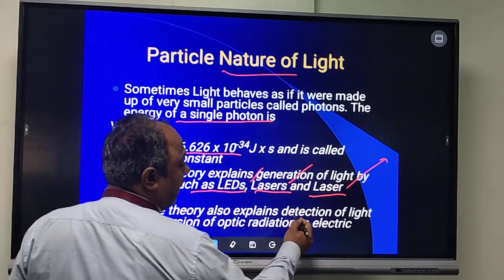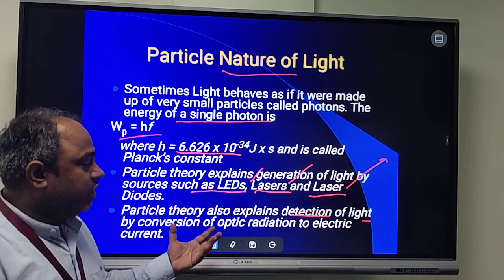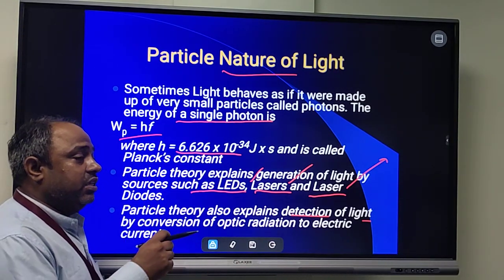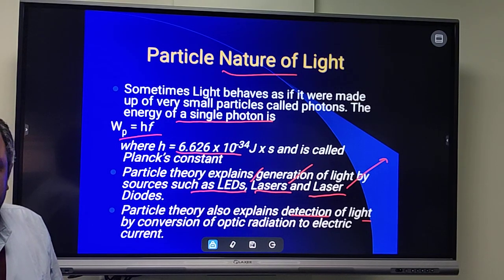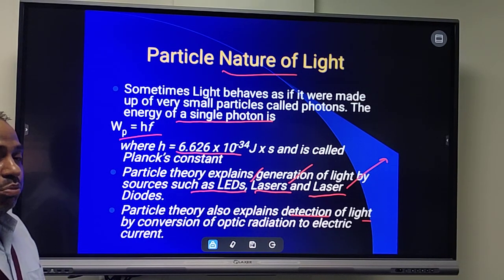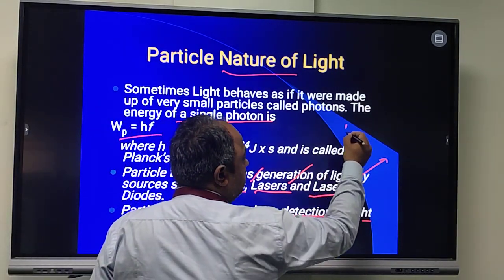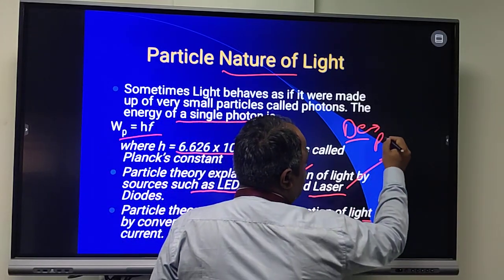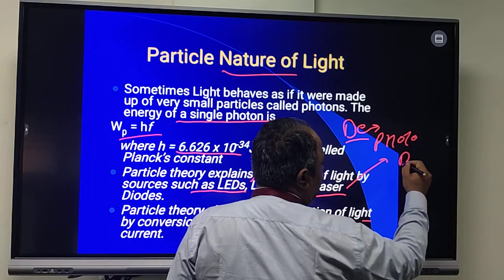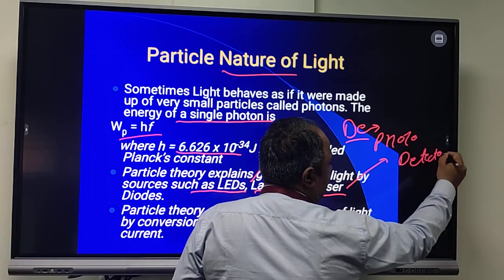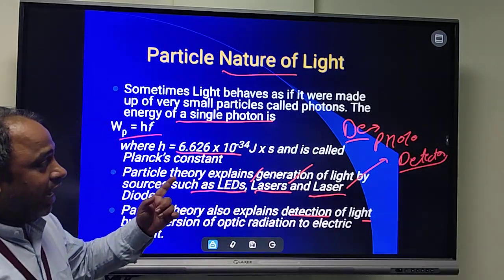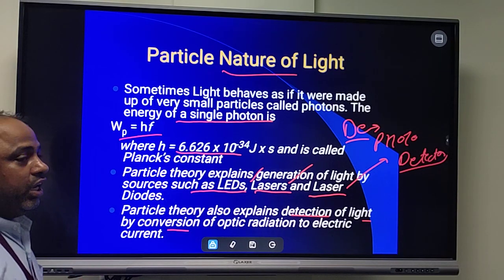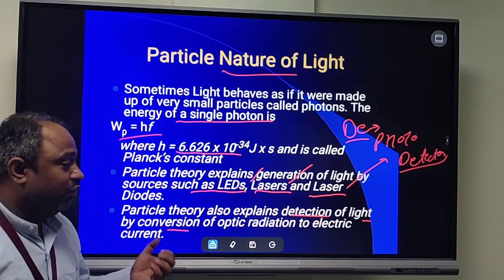Particle theory also explains the detection of light. Whenever you send your signal in the form of light, it is also important at the destination end that it is detected by the detector. If the detector does not detect the light, your signal will be totally lost. At the detector point, you can use a photodetector, which detects the light coming from the source through the optical fiber and converts the optical radiation to an electrical current without any lag, without any delay.